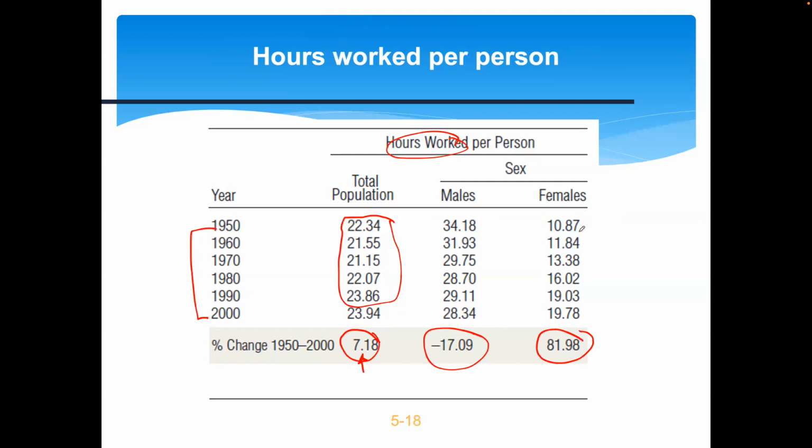So in 1950, Irish American women work 11 hours. This is per week. Now they work almost 20 hours per week.